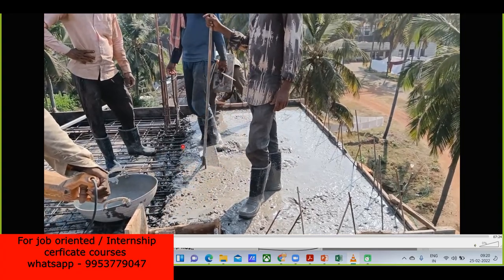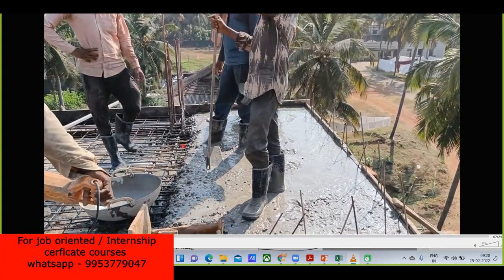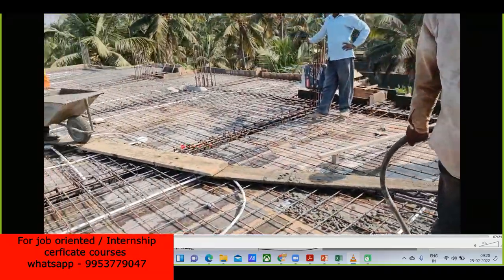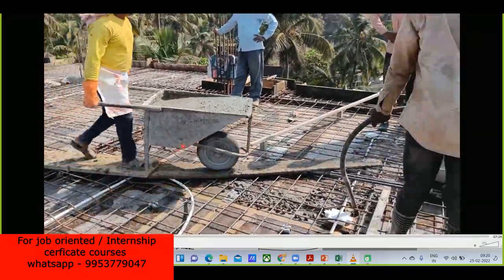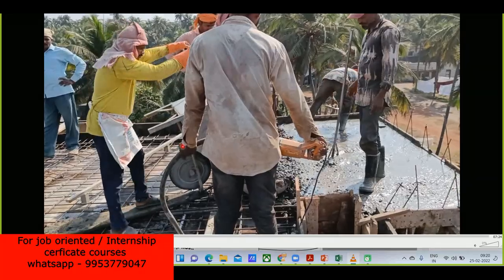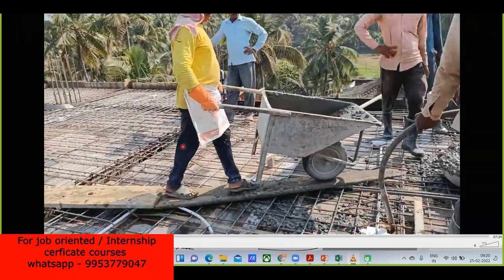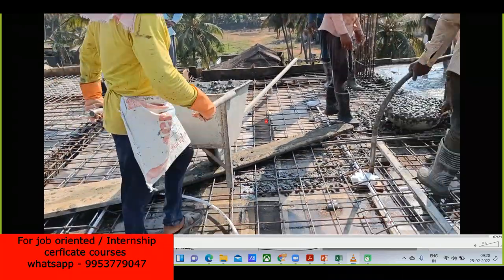So as a site engineer, you need to tell them that is not how you have to do it. Put it inside at a 90 degree, then slowly you take it out, right? All this is your duty as a site engineer to take care of. And again, you see this guy is placing the concrete here, and it is pretty right.